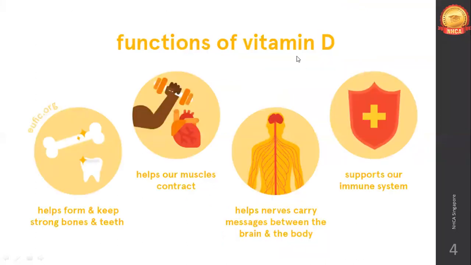Coming to the functions of vitamin D, it helps form and keep strong bones and teeth because of its responsibility of controlling the calcium content within the body, as well as strengthening your bones and teeth in general. It helps the muscles to contract. It helps the nerve system to carry messages within the brain and body, and supports your immune system. These are a few of the functions of vitamin D. The main function is calcium homeostasis and bone formation and bone maintenance.